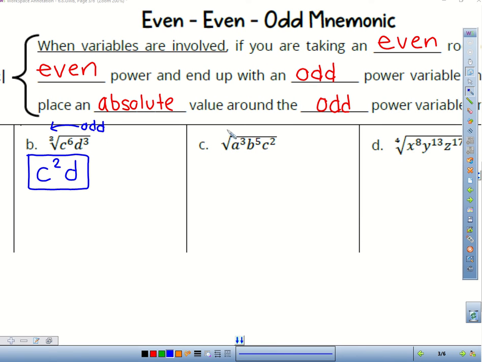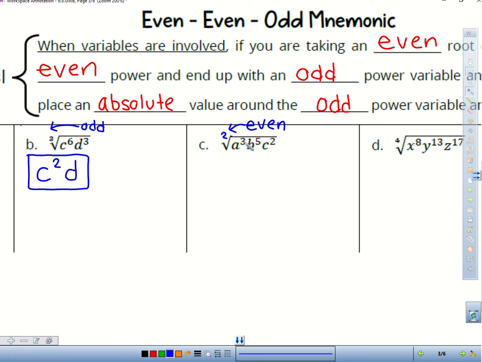Okay. What is the index here? Even. 2. Good. It's 2 and it's even. You're both correct. Alright, so we know that in the end, if it's even, we're going to have to put absolute values around any results that have an odd power. That includes 1 as a power as well.